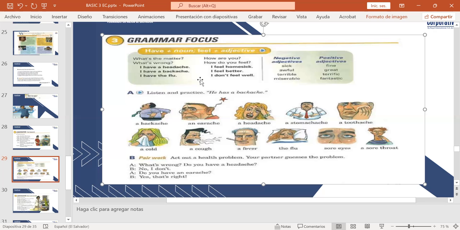Hello. En este caso, aprovecho la pregunta del compañero. Si flu es como la influenza, y es un poquito más fuerte que la gripe, ¿gripe cómo se escribe? ¿Cómo se pronuncia? I have a cold. A cold. Cold. Ok. Es gripe. Gracias, teacher.